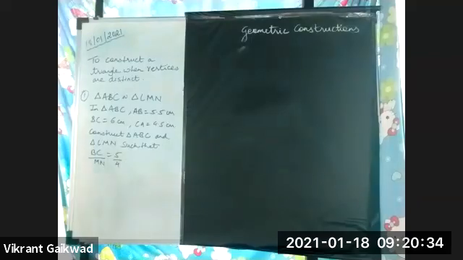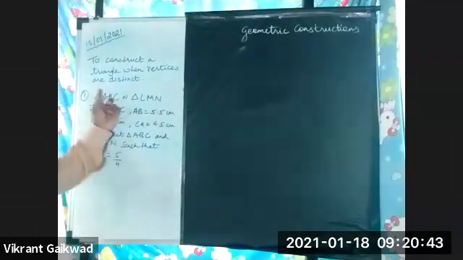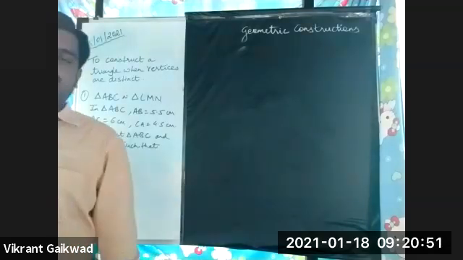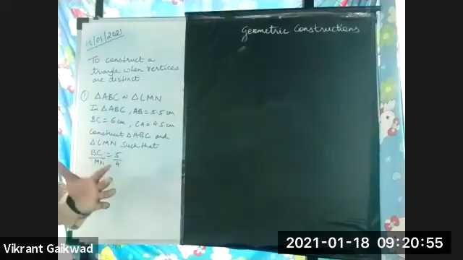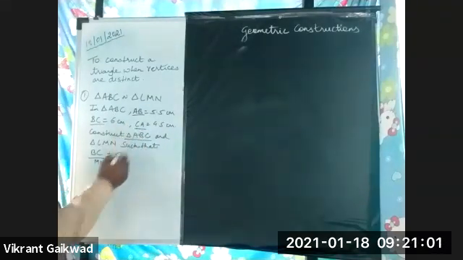Check, the ratio of the sides is given to us. Given triangle ABC is similar to triangle LMN. Check vertices ABC, LMN, both are different. Values of all the sides of triangle ABC are given to us. So construction of triangle ABC is easy because you know all these sides. Check, you know AB, you know BC, you know AC. You can easily construct triangle ABC.